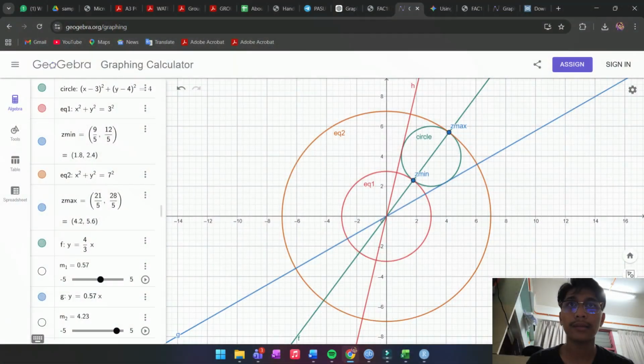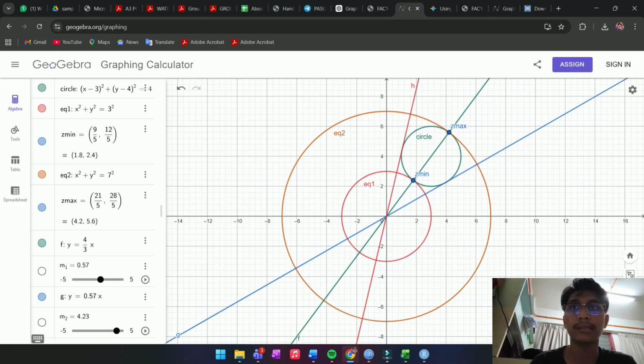To conclude part A, we compared our manual algebraic proof with our visual model. Our derived Cartesian equation matches the plotted circle exactly. The values for the minimum modulus of 3 and maximum modulus of 7 were visually confirmed by our sweeping circles, which intersect the locus at the precisely calculated points Z-min and Z-max. Finally, the tangent rays y equals 0.57x and y equals 4.23x verify our argument extrema, providing a complete double proof for our investigation.